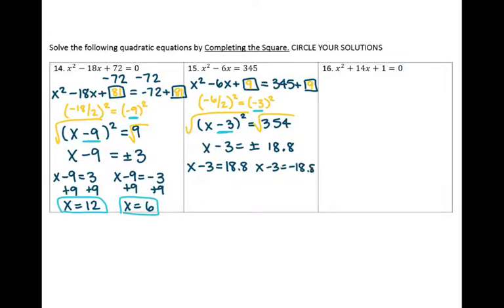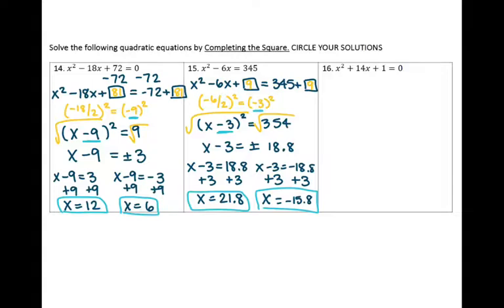And we solve both of those. Add 3 to both sides. First one is x equals 21.8. For my second one, add 3 to both sides, and I get x equals negative 18.8 plus 3, negative 15.8. I feel like I could have done that with a calculator, but I didn't trust my mental math skills just now. But those are your two solutions for, what number is this? Number 15.